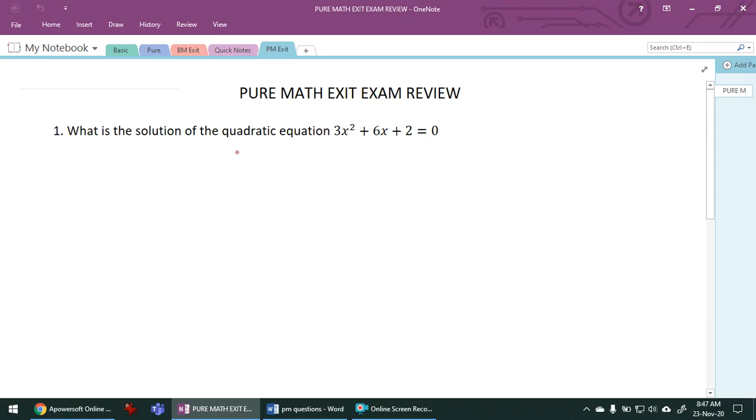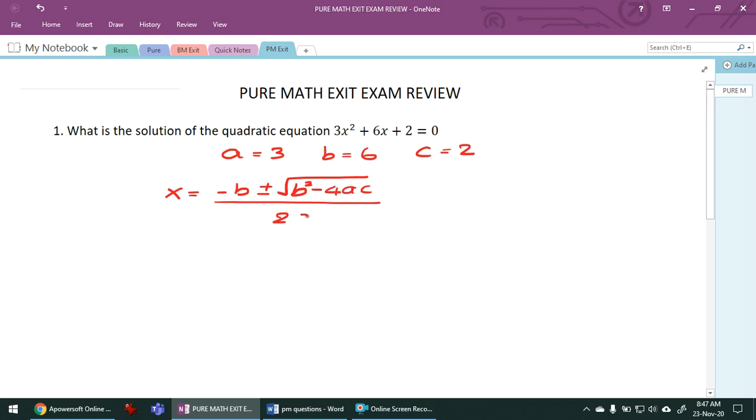So here you should write a = 3, b = 6, c = 2. Now we should write the rule: x = (-b ± √(b² - 4ac)) / 2a. Now we will put the values one by one.